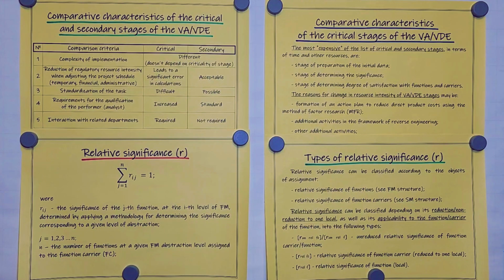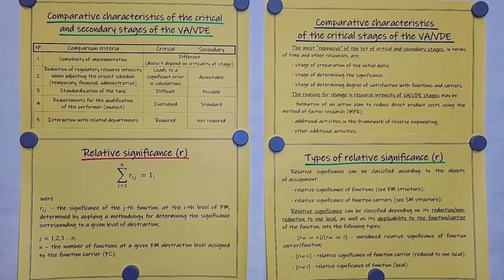The meaning of the types of classification of relative importance shown on the slide, I believe, is mostly clear to the audience. In terms of classification by objects of assignment and the need to separate the concepts of significance of functions and function carriers, reference should be made to the concept of engineering transition, which will be discussed in this issue below.